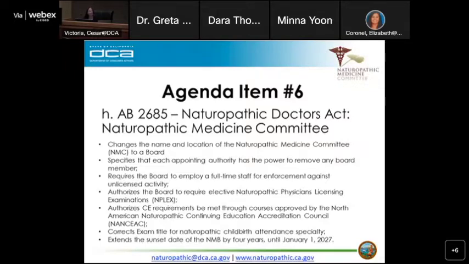So at the time that the amendments were made, they had provided a name that we would be called after the committee changes to the board, and that would have been, I believe, the Naturopathic Medicine Board. However, after some discussion and some feedback from some of the committee members and some stakeholders, they asked that we change the name to the California Board of Naturopathic Medicine.